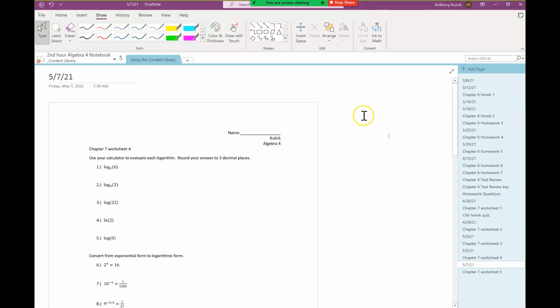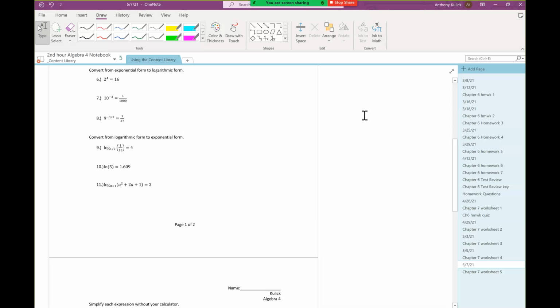Previous assignment, does anybody have anything they want to talk about from worksheet 4? Roots? Number 10. Okay. So for 6 through 11, we're going to be using this relationship. Here, we have to remember that for the natural log, the base is e. My y is 5, and my x is 1.609. So if I put that together in exponential form, I have e to the 1.609, which should be about 5.